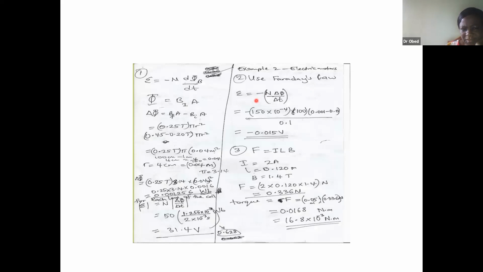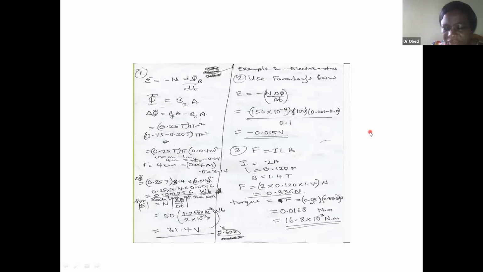Using Faraday's law, given by this equation, we have 150 centimeters squared. It is not average, it's induced EMF this time around. In the earlier case, it was average EMF we were asked to calculate. So 150 times 10 raised to power minus 4, if you convert that to meters squared, times 400 turns times change in flux all over time.